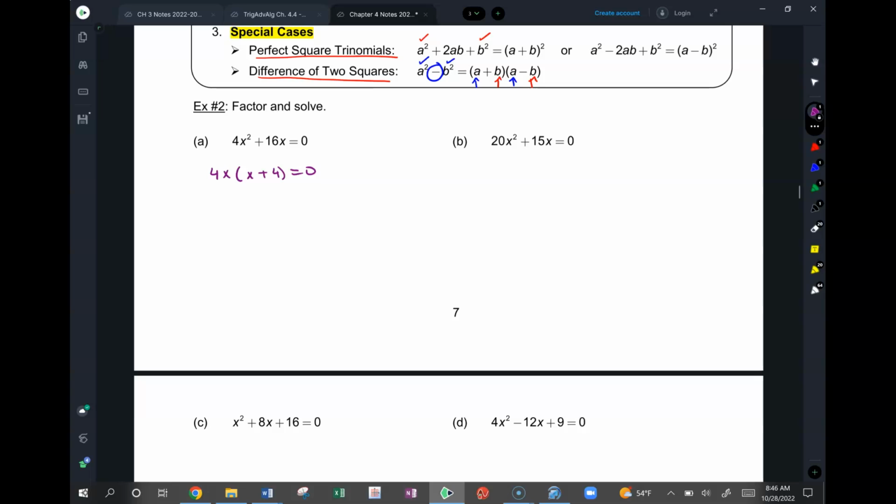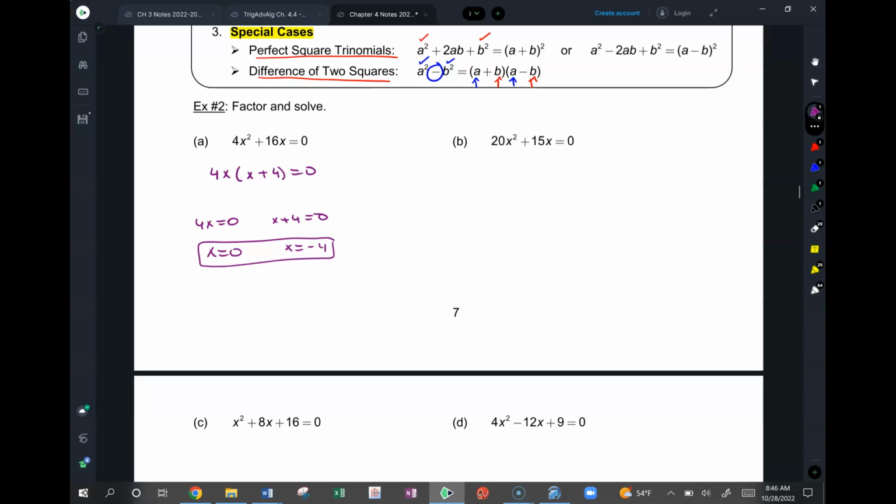If this was not a 0, you couldn't do that, right? So if this was a 1, you can't say 4x equals 1, x plus 4 equals 1, because it's not the one product property, it's the zero product property. You get it? So here we do 4x is 0, x plus 4 is 0, so I get x is 0, x is negative 4, and those are my two answers.